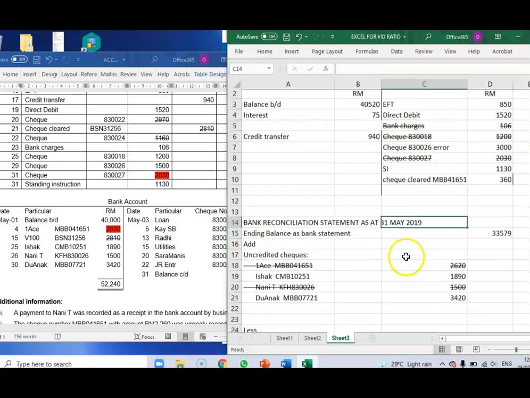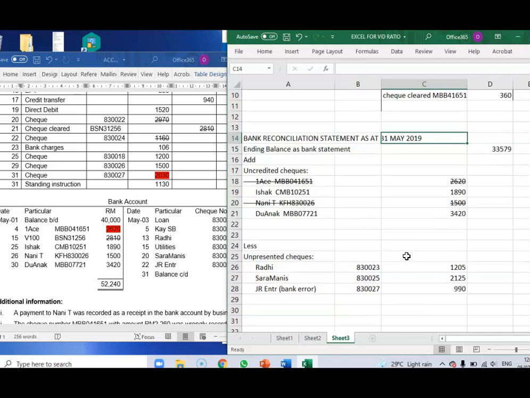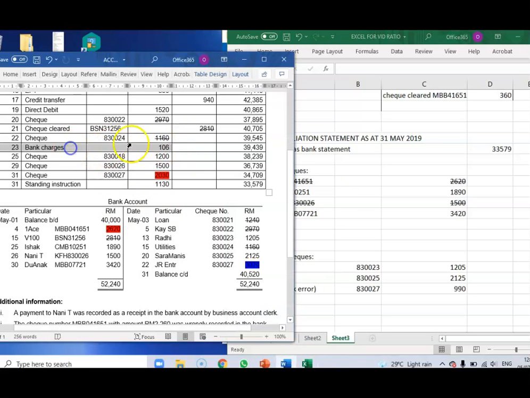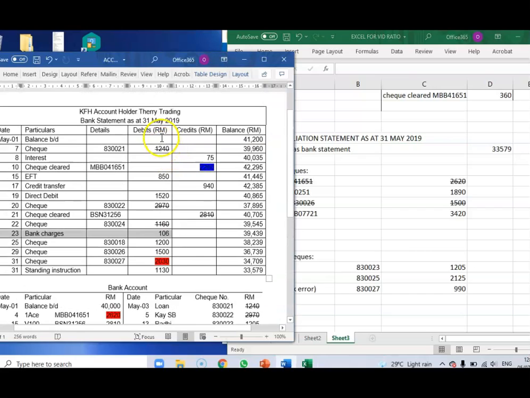Now the error is okay. There is no data here, right? Because it's not belong to our account. So you can see here, the bank charges is on the debit side. Means that the bank has wrongly taken out our money. So the bank need to return the money to us. Need to add the money back into our account.